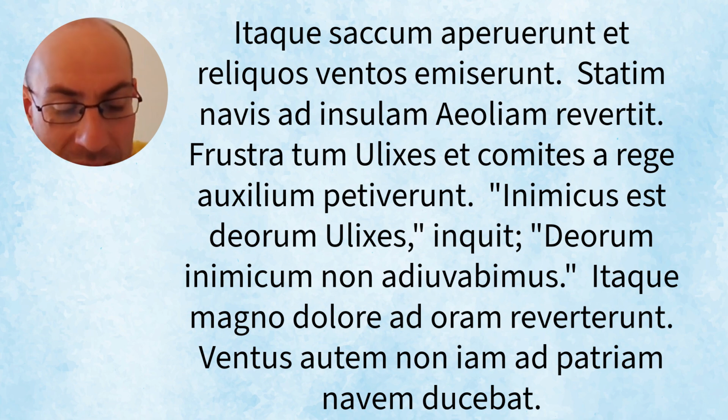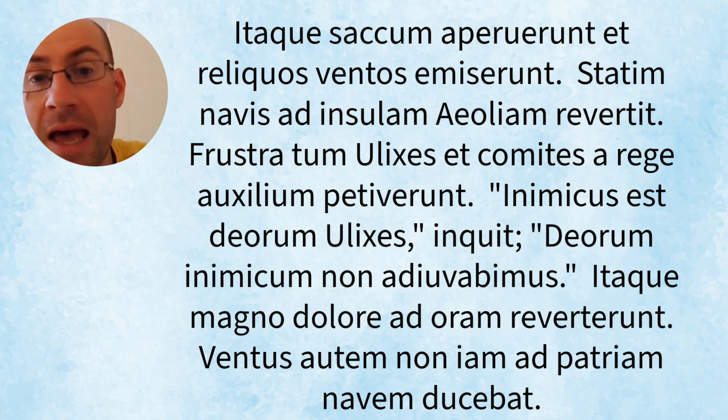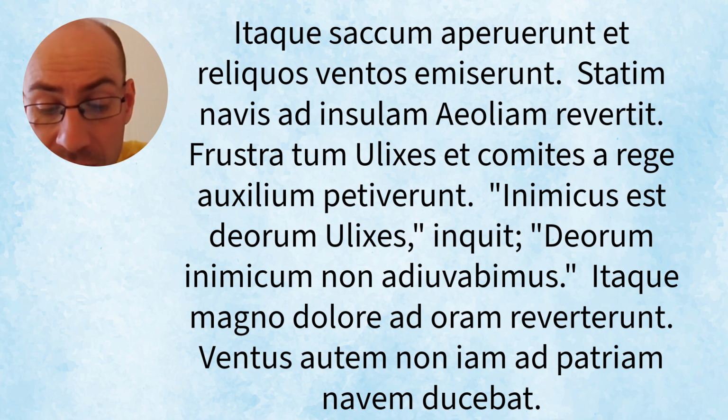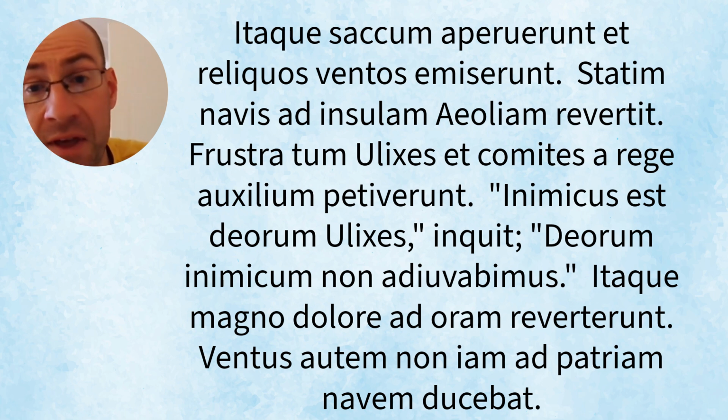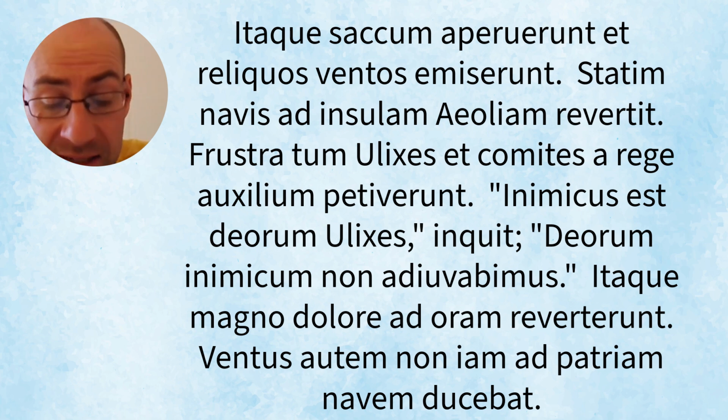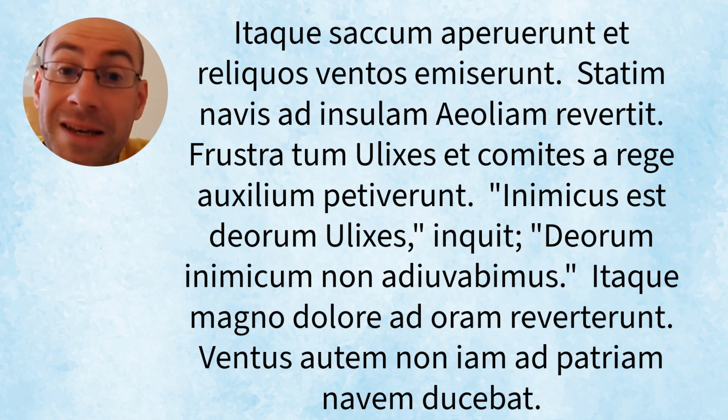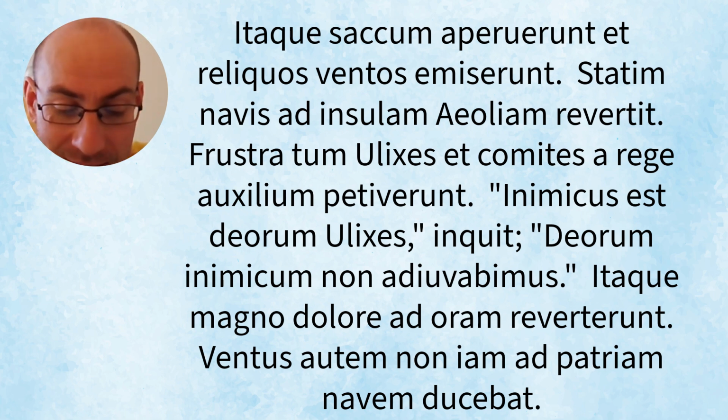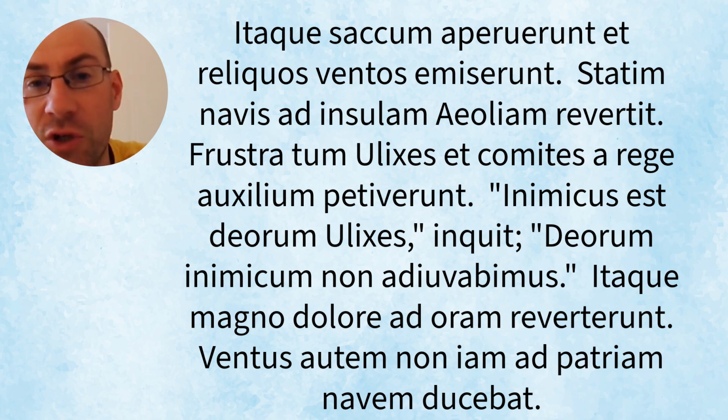One last time. And so they opened the sack and let out the remaining winds. At once the ship returned to the island of Aeolia. Then, in vain, Ulysses and his comrades sought auxilium, help, from the king. He, the king, said, Ulysses is an enemy of the gods, and we shall not help an enemy of the gods. And thus, Ithaque magno dolore, ablative phrase, with great suffering, with great sorrow, they returned to the shore. The wind, however, at this point now, iam, did not guide the ship back to the homeland, to the country, which is the island of Ithaca.